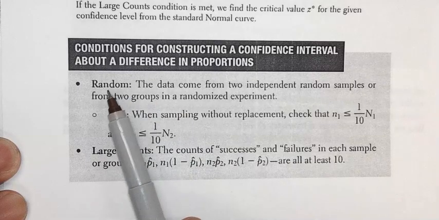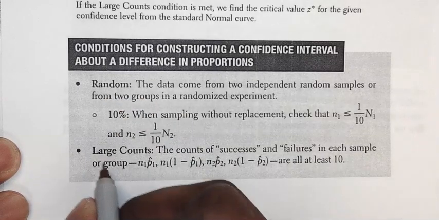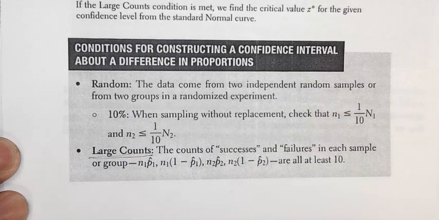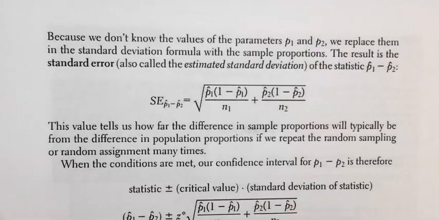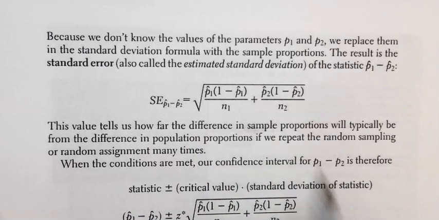I think I mentioned this already, but it has to be random, 10%. I didn't mention large counts, but again, that just means you have to have some large enough values that actually start counting it. And this next page just builds up where it comes from. Right, here's the standard error formula.